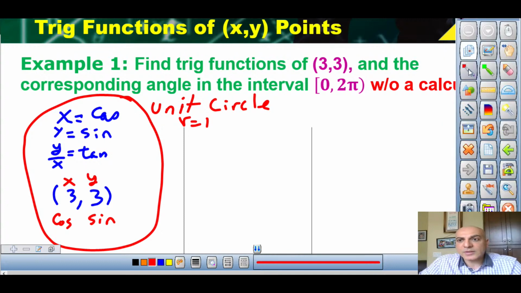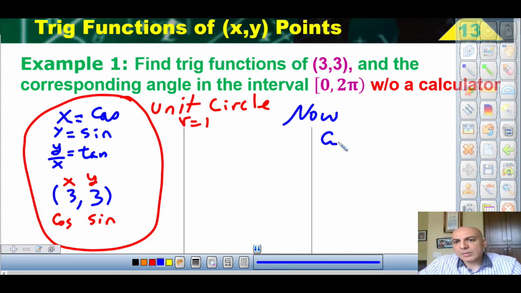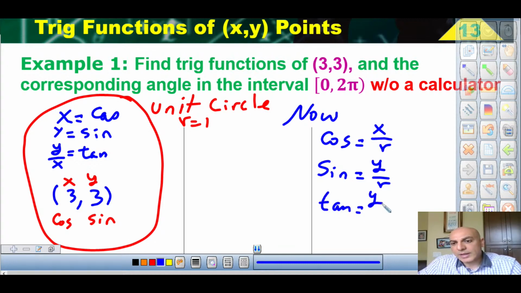So basically, you're going to take the exact same concept, but you have to add something. Cosine is going to be your x divided by the r. Sine is going to be your y divided by the r, the radius. Tangent is going to be y over x. That didn't change. So we just have to account for the r. If it's beyond the unit circle, you have to know what the r is.